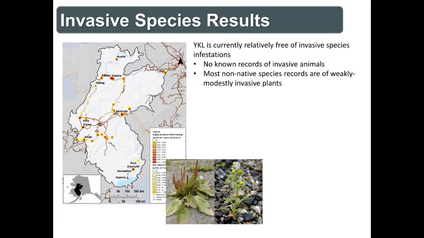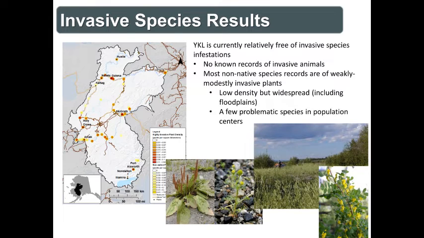And so Megumi put this map together, and this shows the locations of where these non-native plant infestations are found, as well as whether there's species that are considered to be more invasive or not, and those are shown in darker red colors. Okay, so we have this kind of widespread but low density situation.